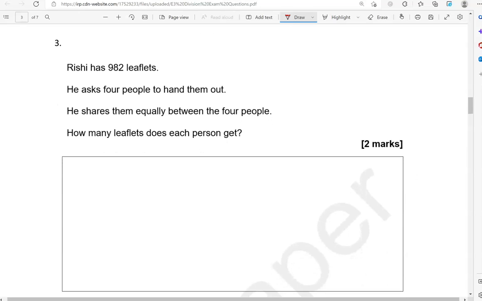Rishi has 982 leaflets. He asks 4 people to hand them out. He shares them equally between the 4 people. How many leaflets does each person get? So we're going to have to divide the 982 by 4. How many 4s fit into 9? That is 2 of them, because 2 lots of 4 is 8. And we have 1 remaining.